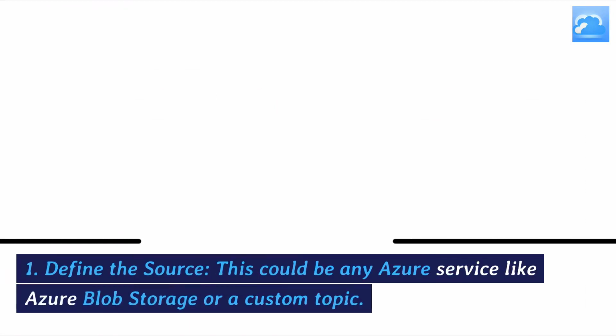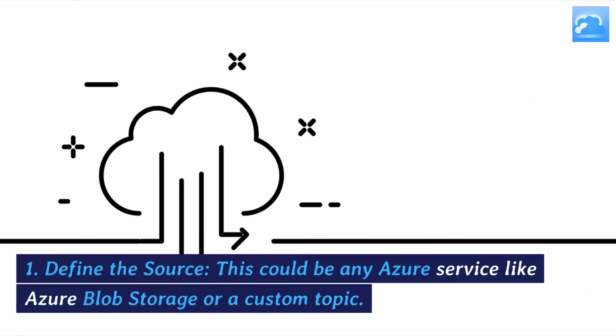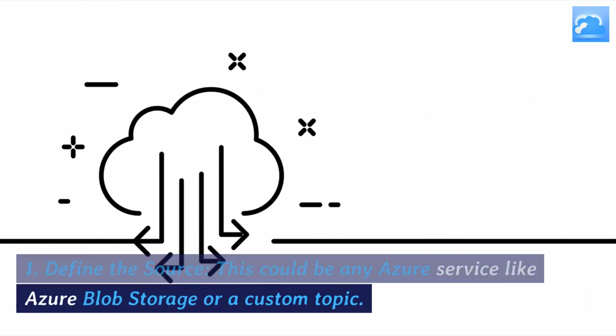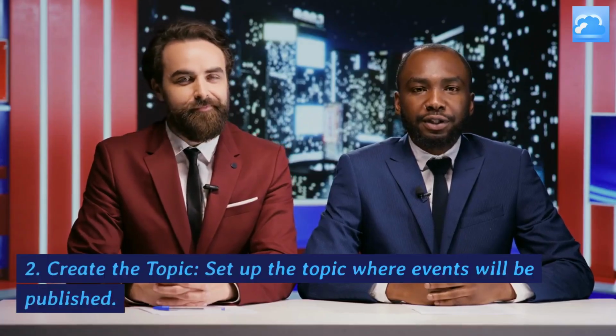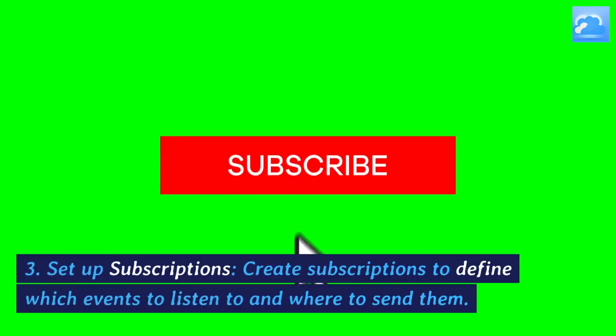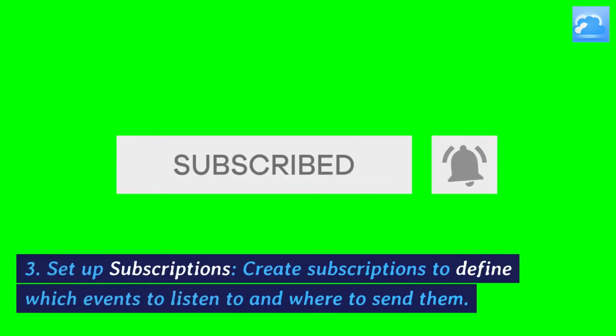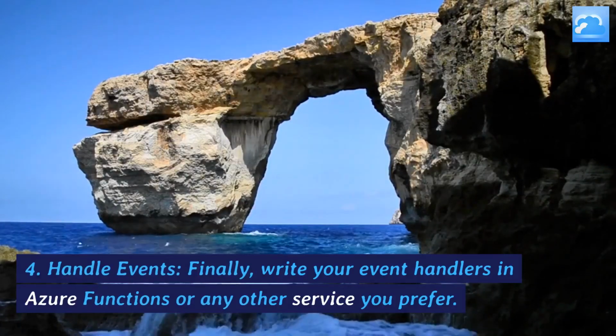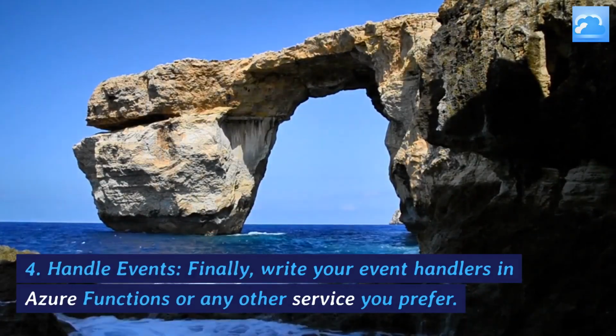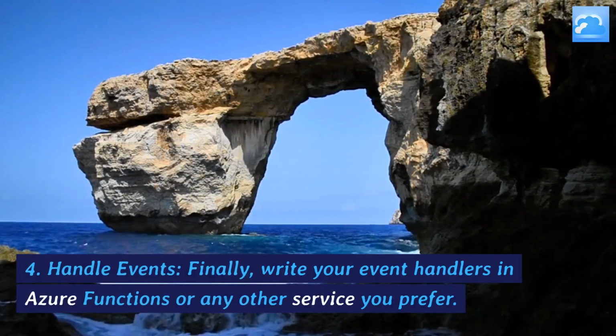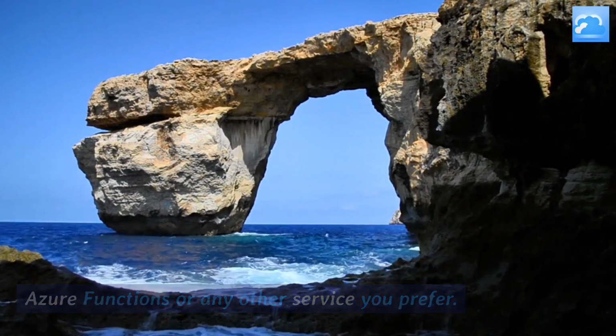1. Define the source. This could be any Azure service like Azure Blob Storage or a custom topic. 2. Create the topic. Set up the topic where events will be published. 3. Set up subscriptions. Create subscriptions to define which events to listen to and where to send them. 4. Handle events. Finally, write your event handlers in Azure Functions or any other service you prefer.